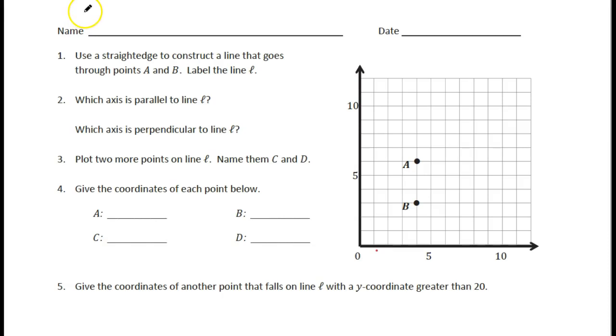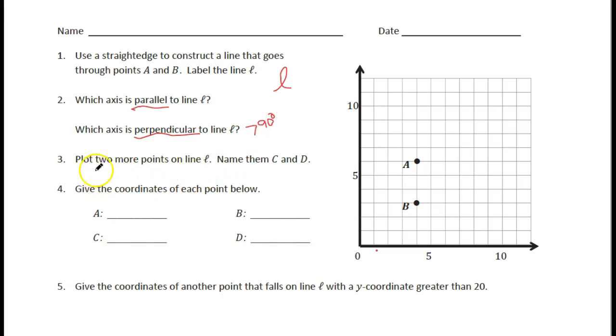So on here, what it's asking you to do, it's giving you the graph. You can see here they already have point A and point B on here. Use a straight edge to construct a line. So all you're going to do is just draw a line in between these two the way I did. Label the line L. Here's how you make a cursive L, like that. Which axis is parallel to line L? Which axis is perpendicular to line L? So that, remember, your 90-degree angle is what's involved in this one.